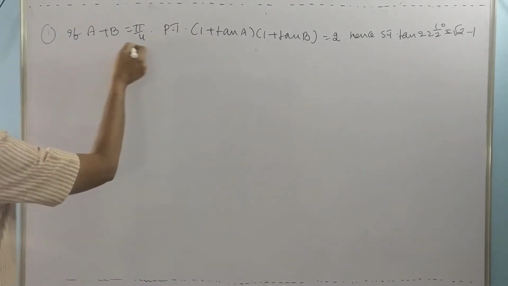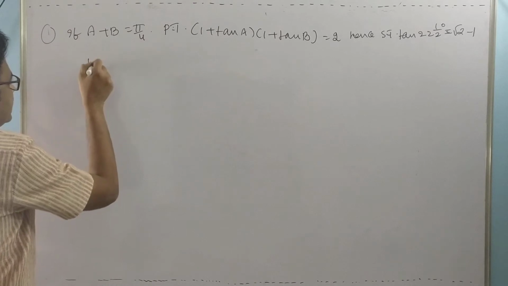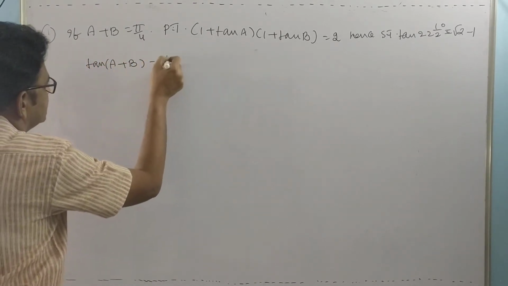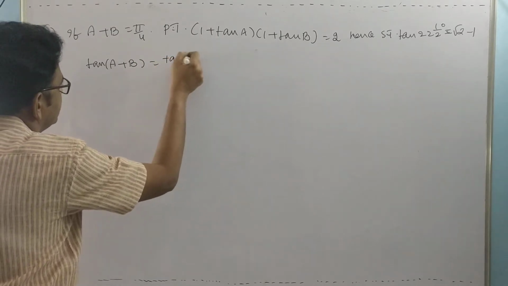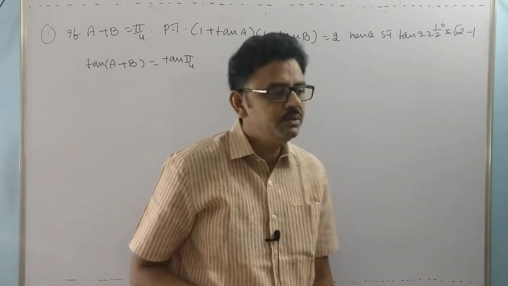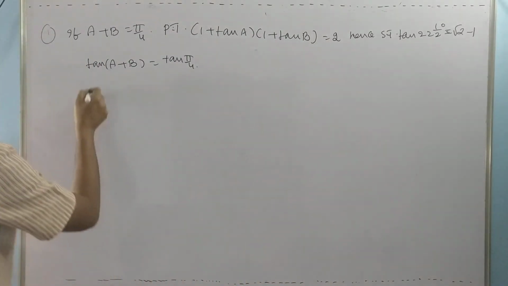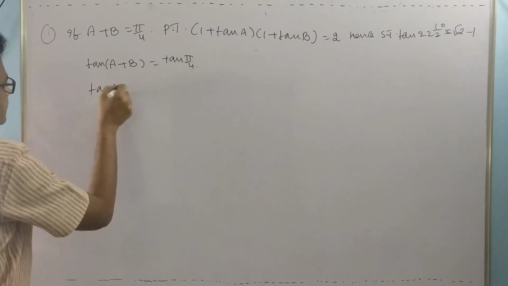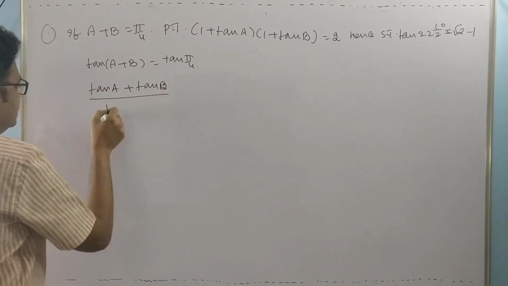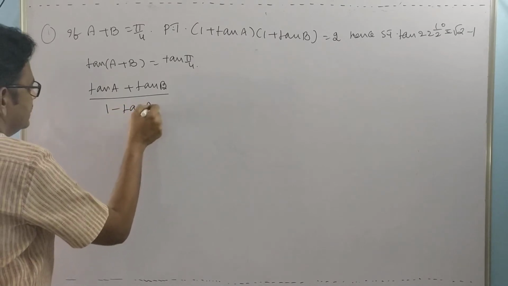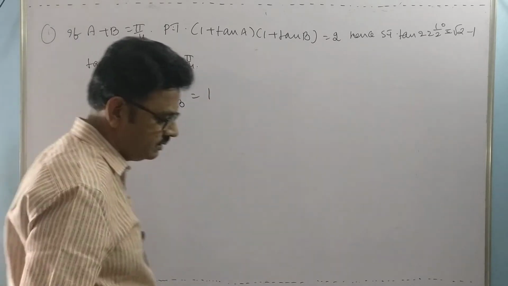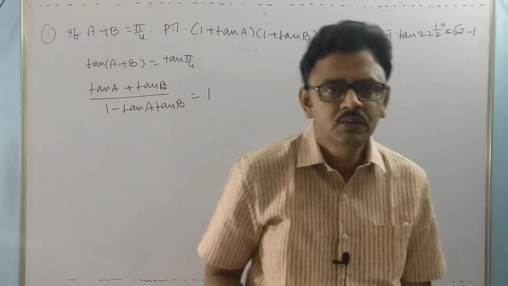Now a plus b equal to pi by 4, applying tan on both sides. Tan of a plus b is equal to tan pi by 4. You know the tan of a plus b formula. So this is tan a plus tan b by 1 minus tan a into tan b. Tan pi by 4 is tan 45. Tan 45 degrees value is what? 1.